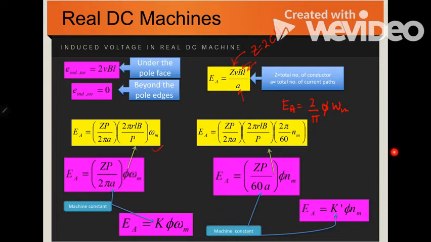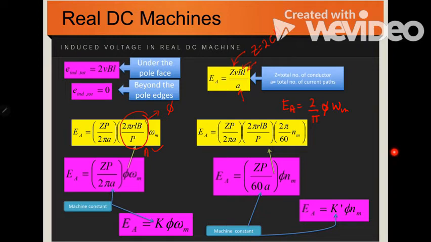Alright, so if we split them into this equation, what we'll see is that this term here is actually the flux, right? Because 2 pi RL over the number of poles is actually A, right? Because this is AP, right?